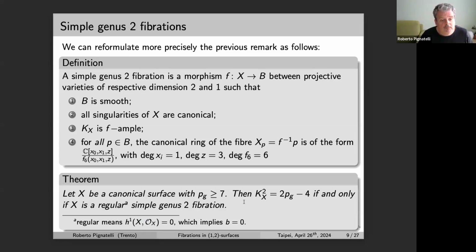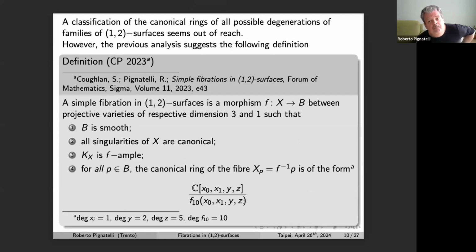Working on this, we said, well, let us define, and I could do it at the beginning, but I think in this way you know where we got the idea, which is important. So what if we want to study fibrations in 1-2 surfaces, like the work of Yunkai and Menge and others suggested to do? Well, a classification of all the canonical rings of all possible degenerations of families of 1-2 surfaces seems absolutely out of reach.